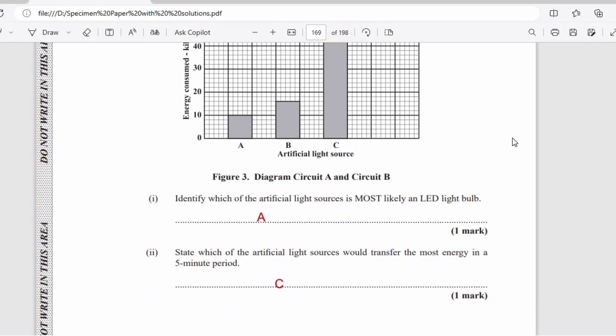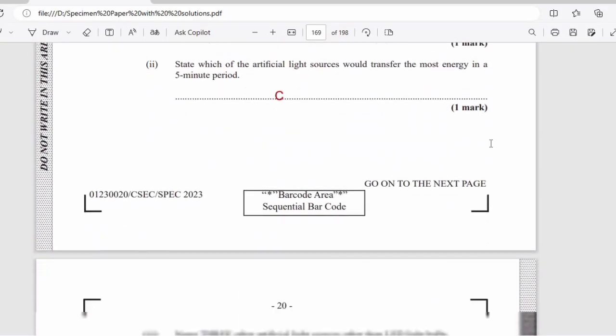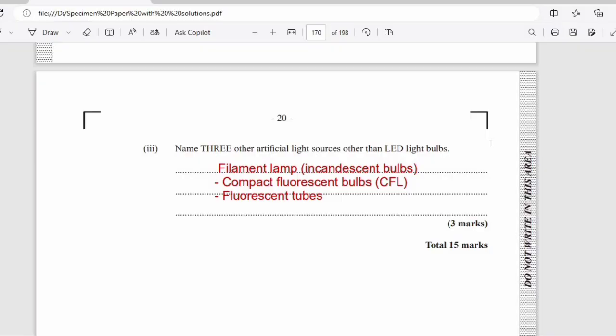State which of the artificial light sources would transfer the most energy in a 5-minute period. The answer would be C, because it is actually consuming the most energy. And remember guys, energy cannot be lost or created, it can only be transferred. And then the last section says, name 3 other artificial light sources other than LED light bulbs. We have filament lamps or incandescent bulbs, compact fluorescent bulbs or CFLs, and fluorescent tubes.